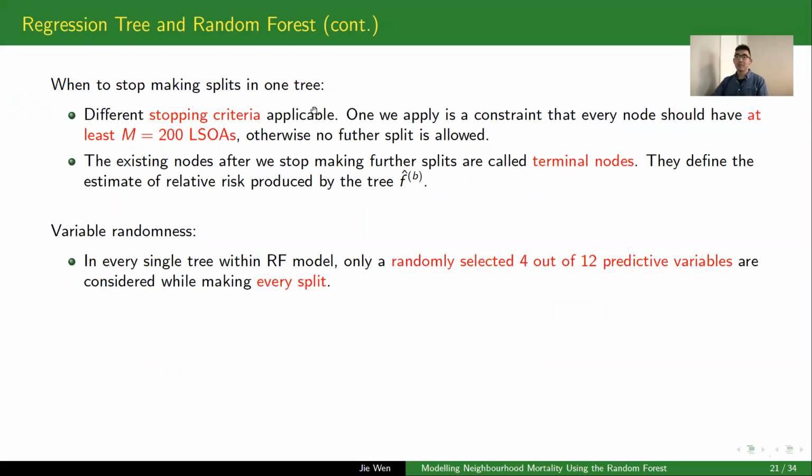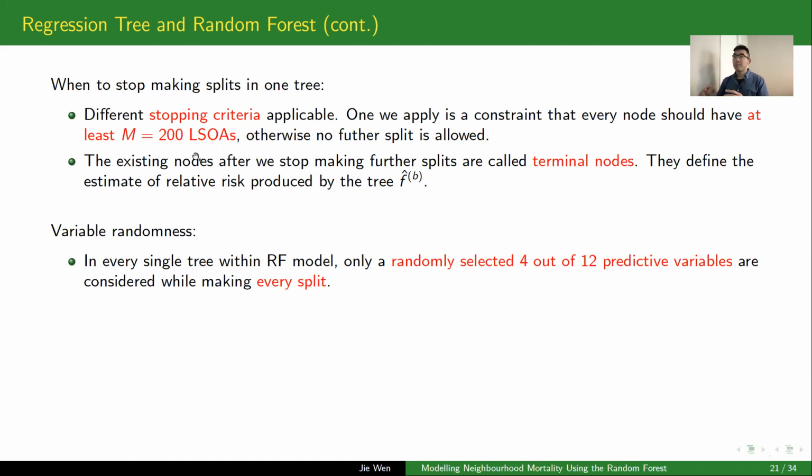Here are a bit more technical details to follow up about the regression trees, in terms of when to stop making splits within one tree. Of course, we can't go through different layers of splits indefinitely, so we have to stop somewhere to optimize the computation burden and also the out of sample performance. There are different stopping criteria that we can apply. I won't introduce any details about these technical things, but one of the criteria we apply is a constraint that every single node should have at least 200 RSOs. Otherwise, no further split is allowed on this group of RSOs anymore.